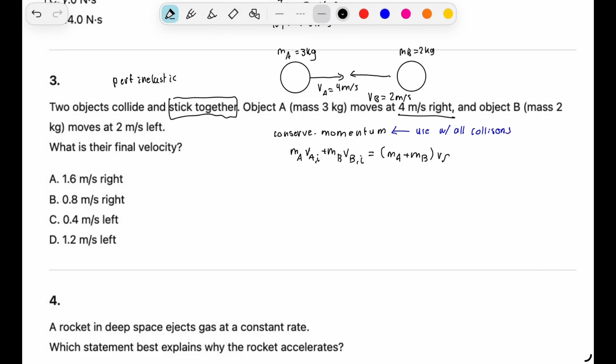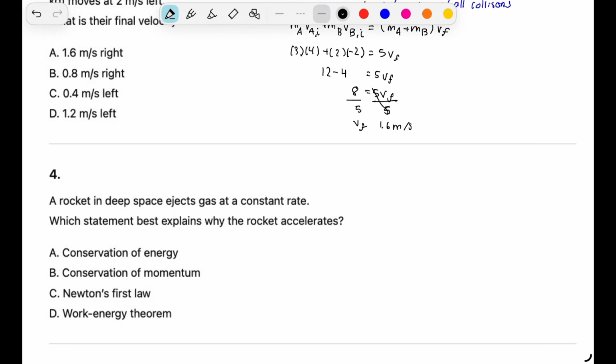So that's VF. You're going to have 3 times 4 plus 2 times negative 2 is equal to 5 times VF. That's going to be 12 minus 4 is equal to 5 VF. 8 is equal to 5 VF, and divide both sides by 5. VF is equal to 1.6 meters per second. Because you have a positive 1.6 meters per second, this is going to be to the right.